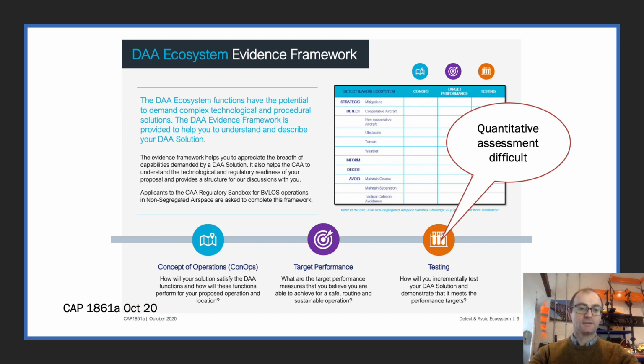The CAA document 1861A had a good section in there that really looked at this problem of detect and avoid algorithms, that is, how do we test something like that in a repeatable fashion. It's not easy to go out to an airfield and deliberately try and fly our drone into manned aviation. So really this is something that we want to be putting into a kind of simulation scenario.